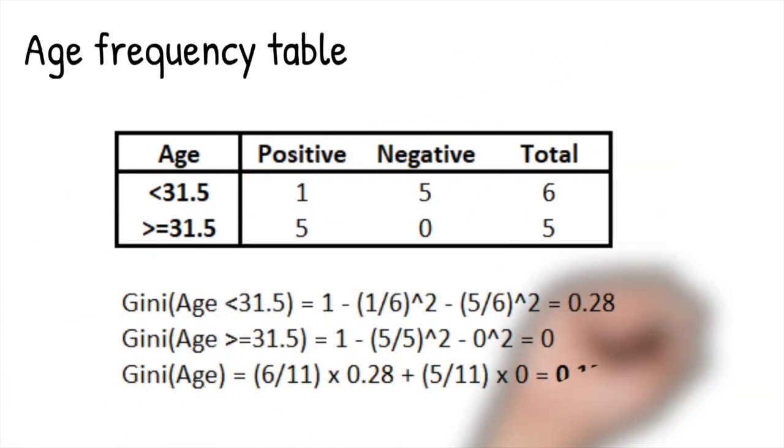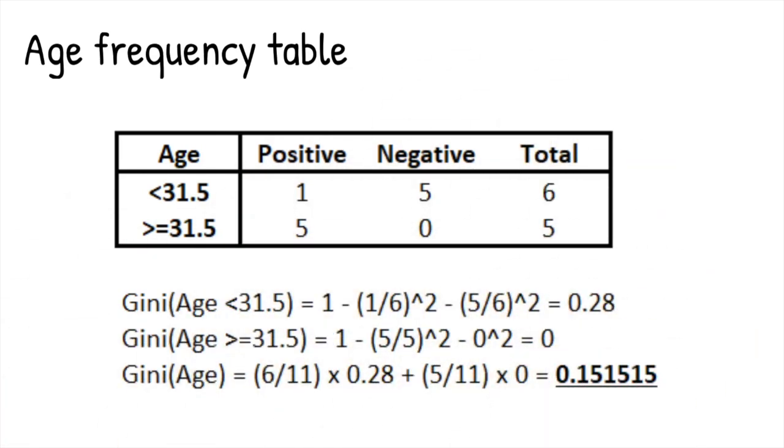Last but not least, the age variable. And if we take a look at our frequency table, we will see that age was split into two groups, below 31.5 years and above or equal 31.5 years. In the group with younger observations, below 31.5 years, we have one positive member and 5 negative members, a total of 6 members. In the older group, above or equal to 31.5 years, we have 5 positive members and 0 negative members, a total of 5 members.